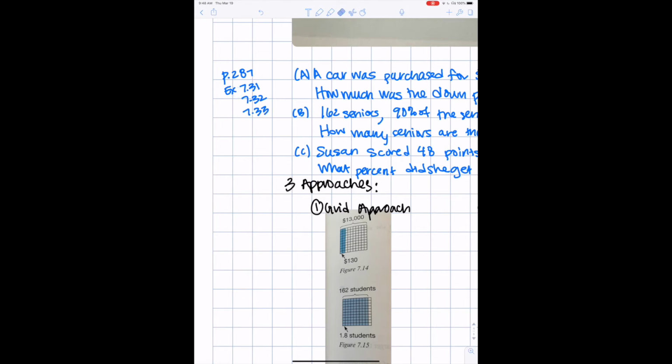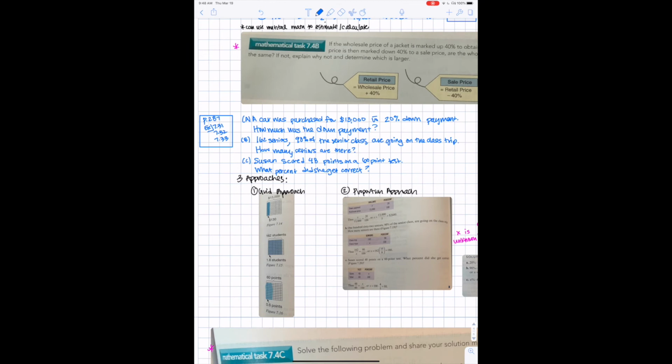I don't know why my eraser is being weird. There we go. Okay. So if you want to read out the detail of how they've written up those problems, you can see that there. I'm just going to do a brief overview.